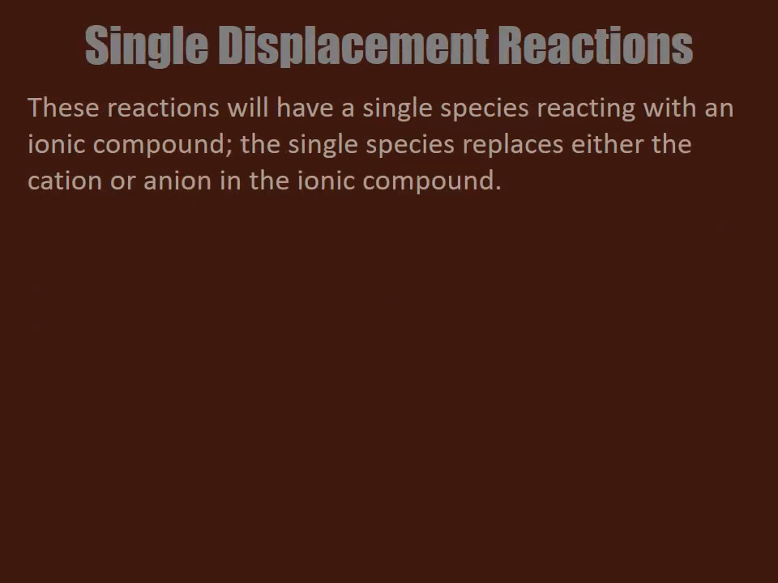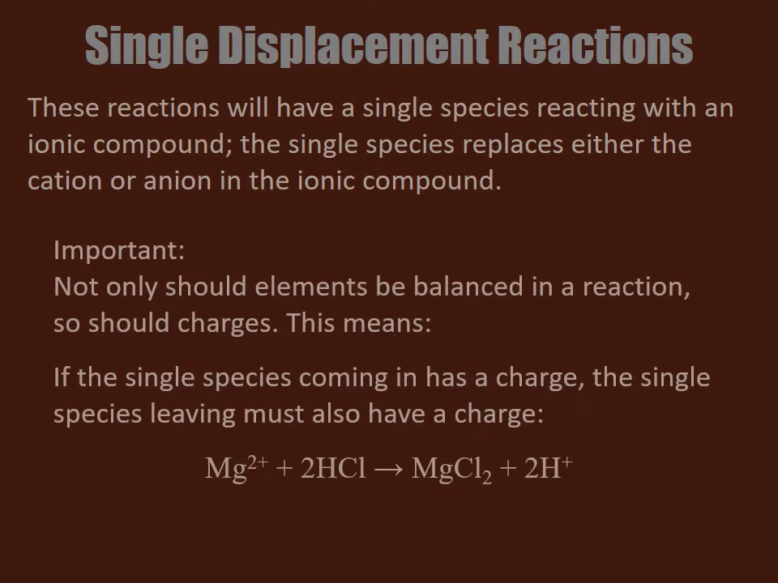Single displacement reactions. These reactions will have a single species reacting with an ionic compound. The single species replaces either the cation or the anion in the ionic compound. Important! Not only should elements be balanced in the reaction, so should charges. This means if the species coming in has a charge, the single species leaving must also have a charge. Here magnesium is coming in with a +2 charge, and leaving is hydrogen ion, 2 of them, so that we have a +2 charge on either side of the equation.